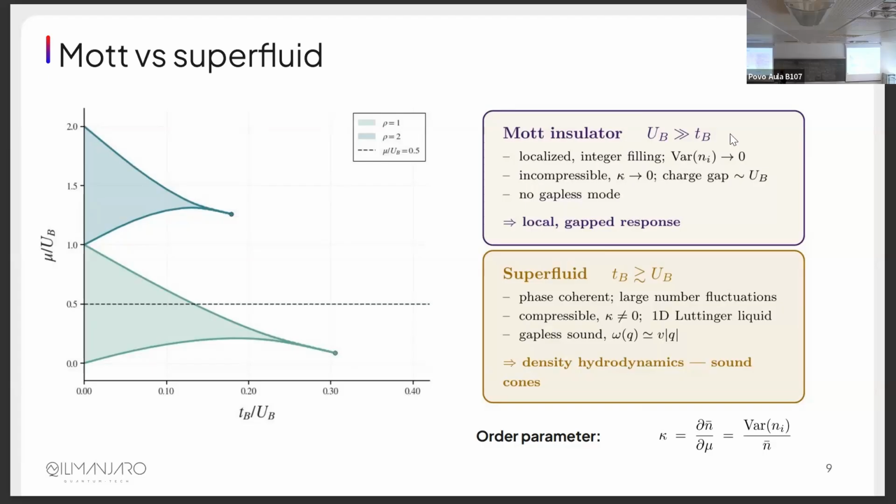We are going to work at a mu over U value of 0.5, and we are going to change the other parameter, P over U, which controls how easily the bosons jump between sites. And in this phase diagram, K, which is the variation of the average boson occupation when we change the chemical potential, is the parameter that controls the phase transition.